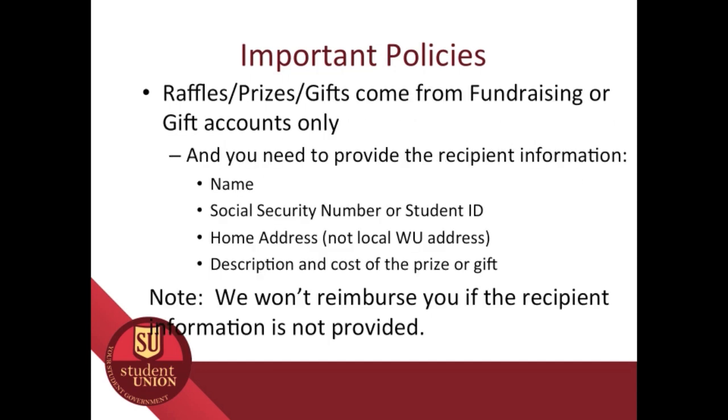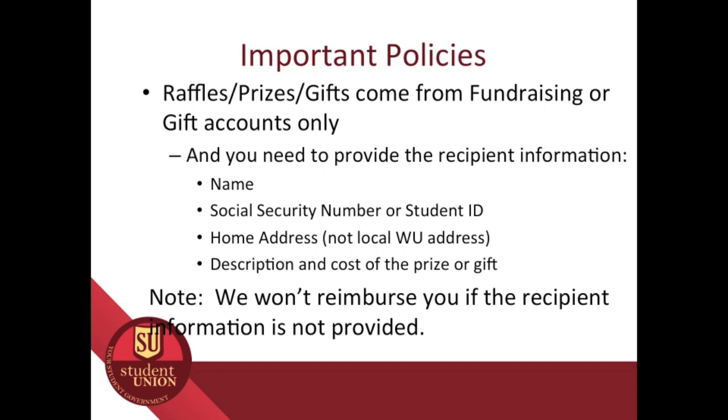The IRS looks at the treatment of gifts, prizes, and awards by the university to determine that these have been recorded properly for tax purposes. If your group purchases items to be given as gifts, awards, or prizes, SU will need the following information about the person who won or received the gift, prize, or award before processing a reimbursement for the item: recipient's name, Social Security number or student or employee ID, description and cost of each gift, award, or prize, and the recipient's home address.